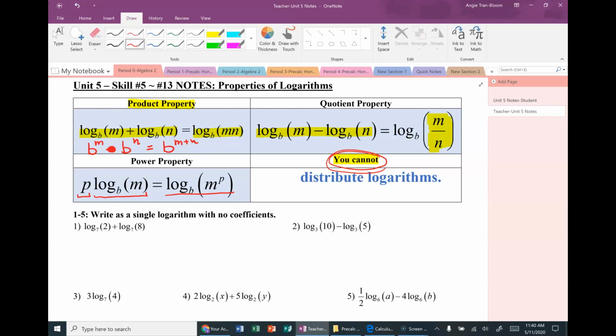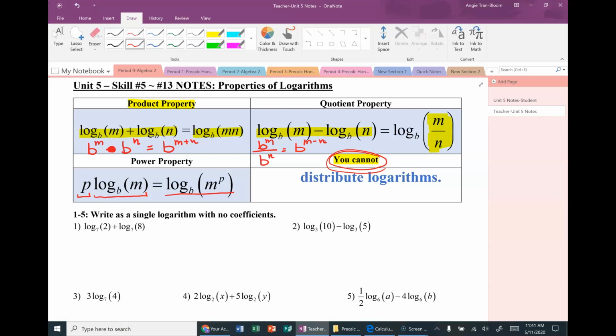Similarly to the quotient property of log. Back in the days, if you had b to the m divided by b to the n, then this is when we subtracted our exponents. So we do m minus n if the bases are identical. In logs, the bases still must be identical.